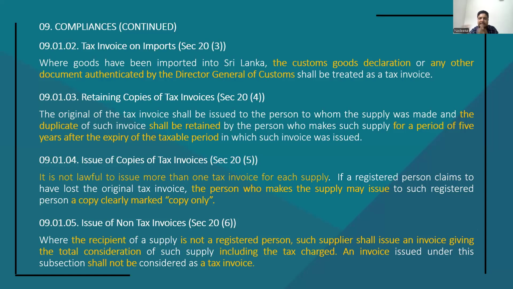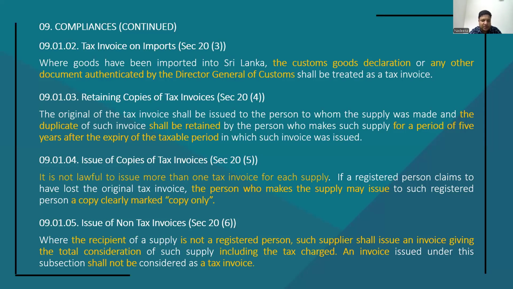Clear? In a tax invoice, you have to show the value of supply, tax, and the total consideration separately. That is applicable when you supply to a registered person. When you supply to a non-registered person, you don't have to give them a tax invoice. You can issue a commercial invoice with the total consideration, including VAT.